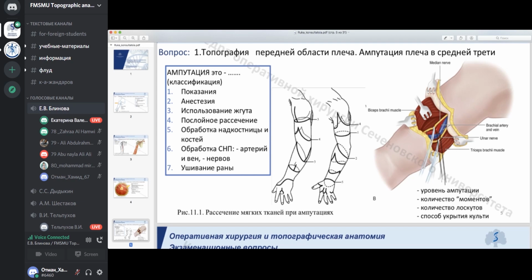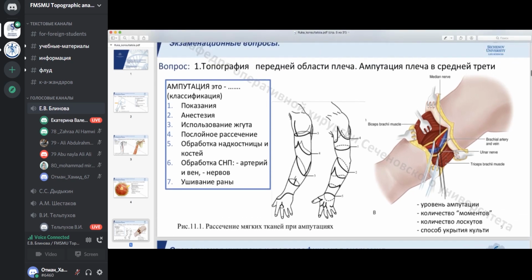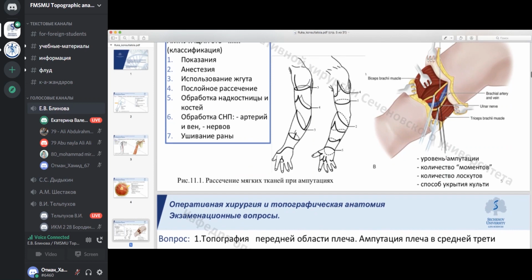The amputation has three stages. The first stage is incision of the soft tissue. The second stage is sawing of the bone. And the third stage is the forming of the stump. First stage, incision of the soft tissue. There are three types of incision of the soft tissue. It may be around the limb. This amputation is called a round or circular amputation.